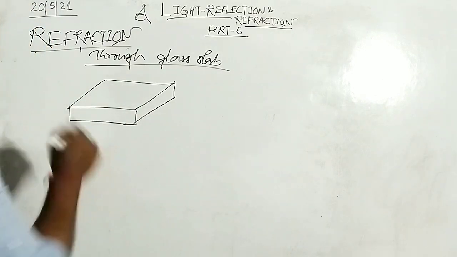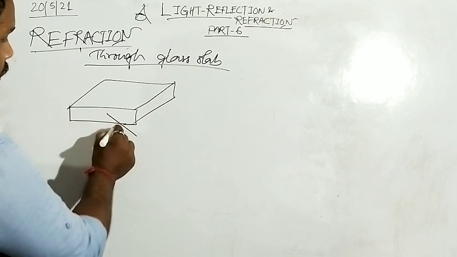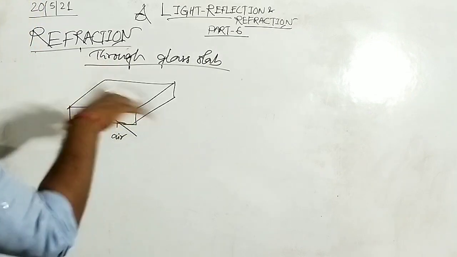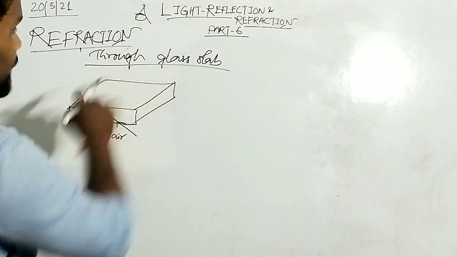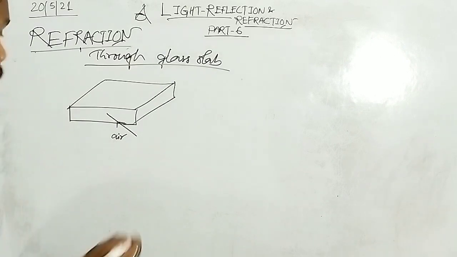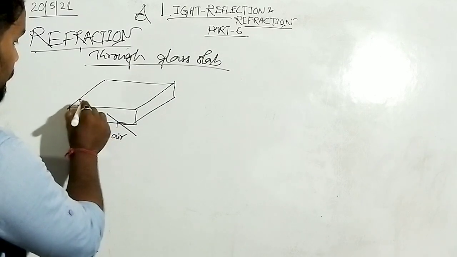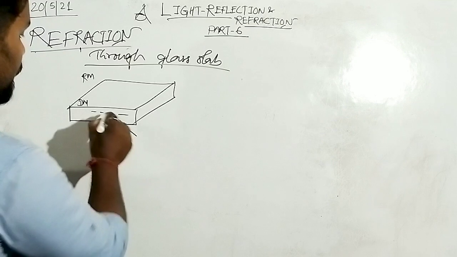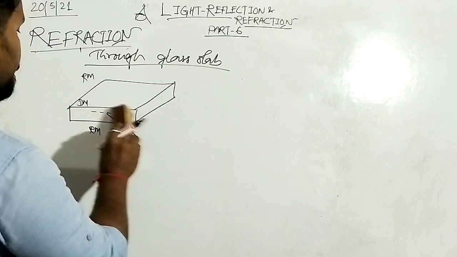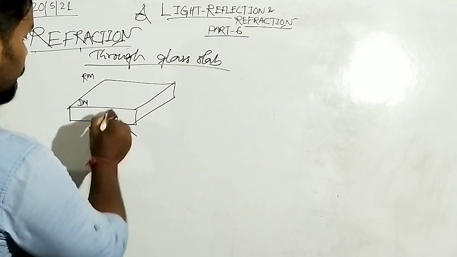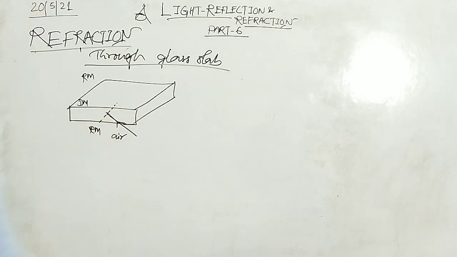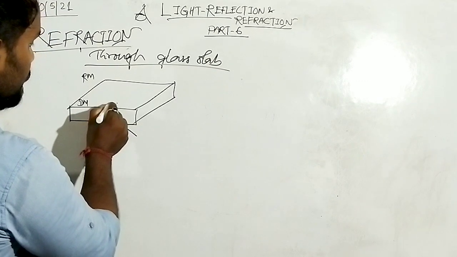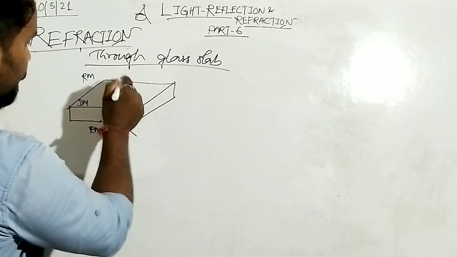What actually happens in the case of glass if the light enters like this? Outside of the glass is air, which is the rarer medium, and glass has more density compared to air, so it is the denser medium. Again, outside it is the rarer medium. Consider this as the normal. After the ray is incident, the refracted ray will move towards the normal.